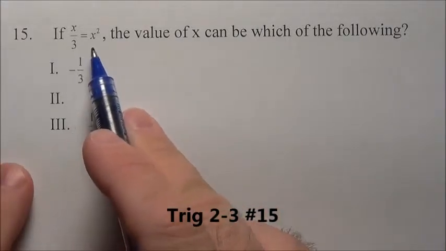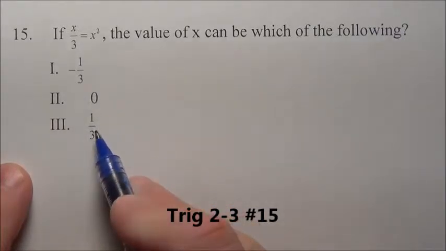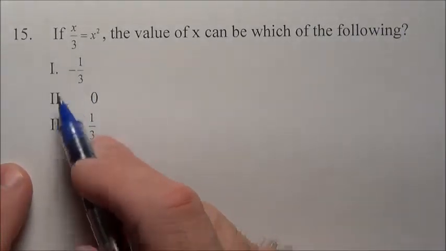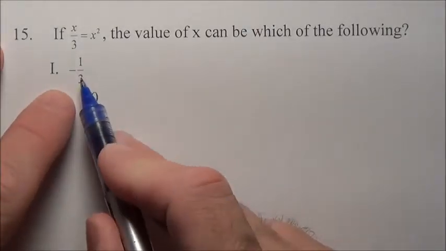Alright, it says if x divided by 3 equals x squared, the value of x can be which of the following? Negative 1/3, 0, or 1/3. And it could be multiple, could be all of them. Well, probably the easiest way is just check each one.